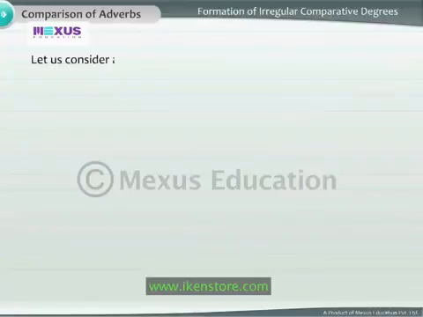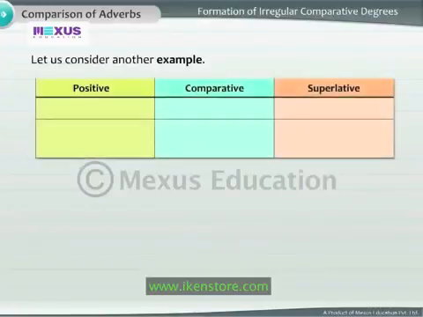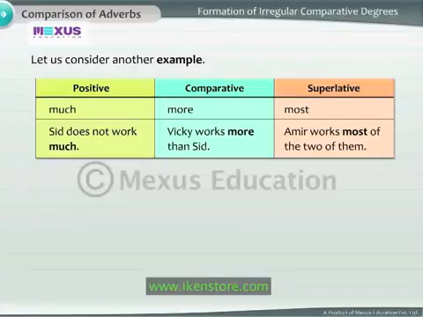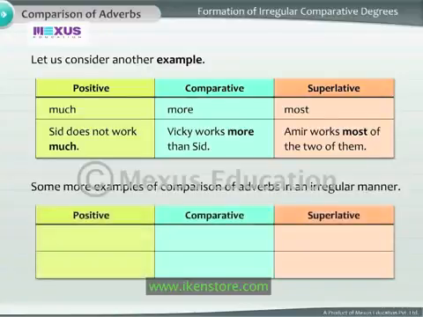Now let us discuss the degrees of comparison for the adverb much. The comparative form of the adverb much is more and its superlative form is most. The following are some more examples of degrees of comparison in an irregular manner.